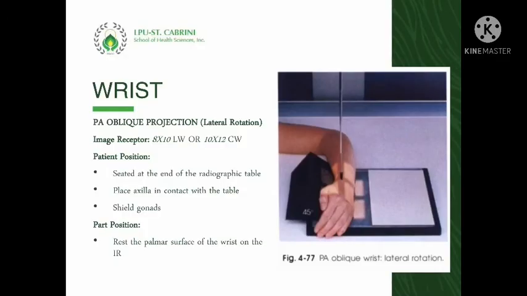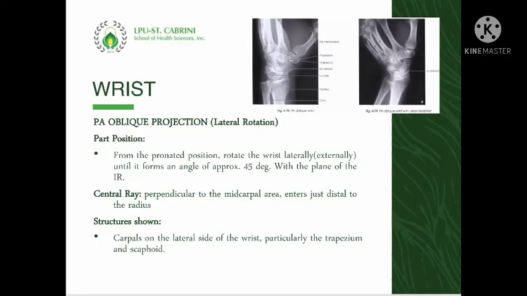The wrist has two positions for oblique projection. First is the PA oblique projection in lateral rotation. We have to position the patient's wrist with the palmar surface in contact with the image receptor. From this position, have the wrist rotated laterally or externally until it forms an angle of approximately 45 degrees with the plane of the IR.